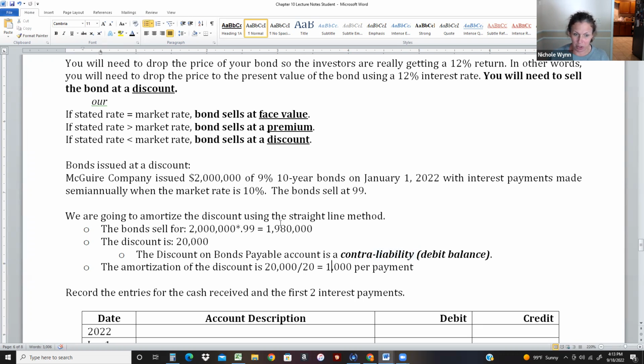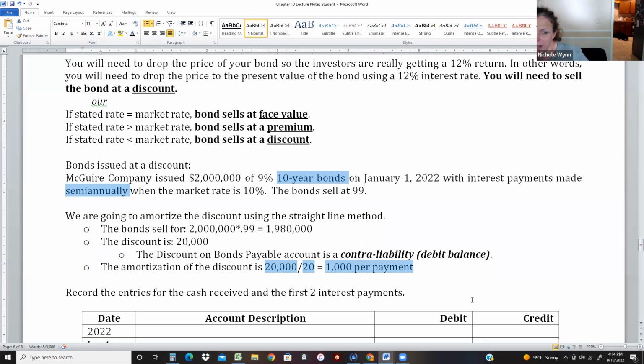So we are going to amortize the discount. The word amortize, we used it in the last chapter as it related to amortizing intangibles. So amortizing it means to write it off over time. So we're writing off the discount over time. And this bond is a 10-year bond. And it pays interest semi-annually. So this bond is going to pay interest 20 times. So every year, twice a year, semi-annual. So 20,000 over 20 payments will be 1,000 per payment.